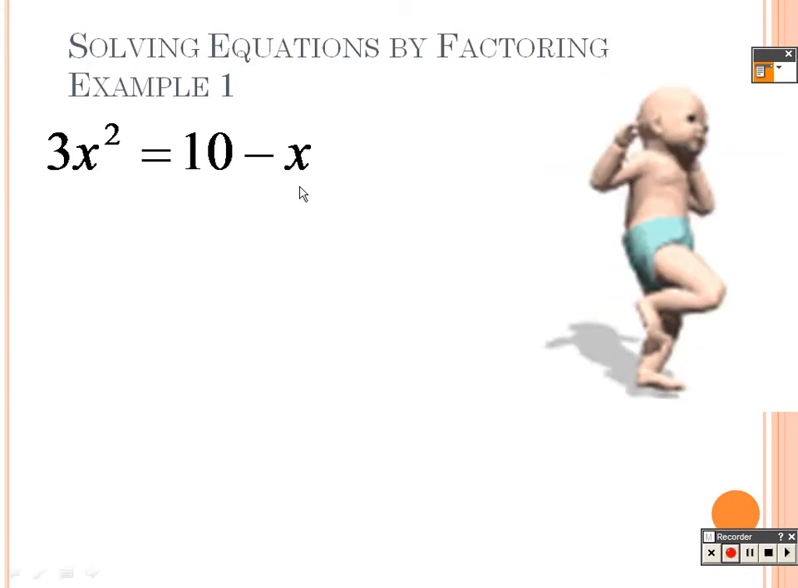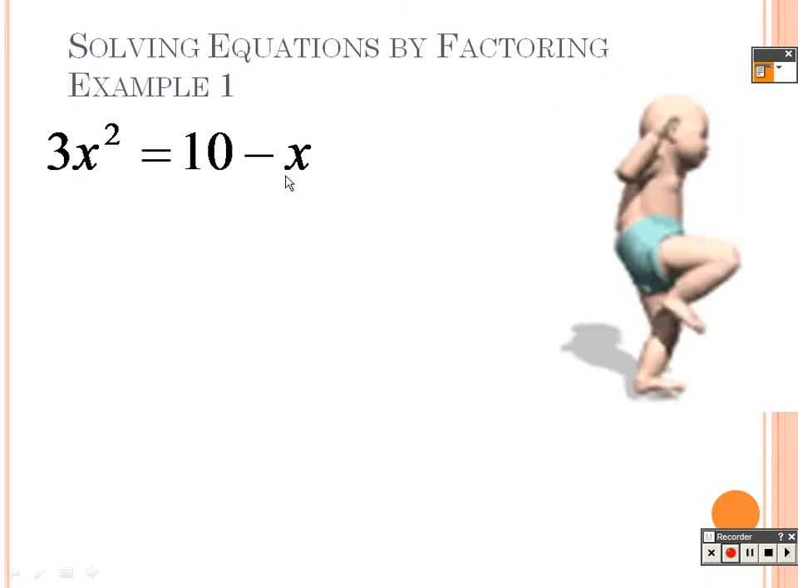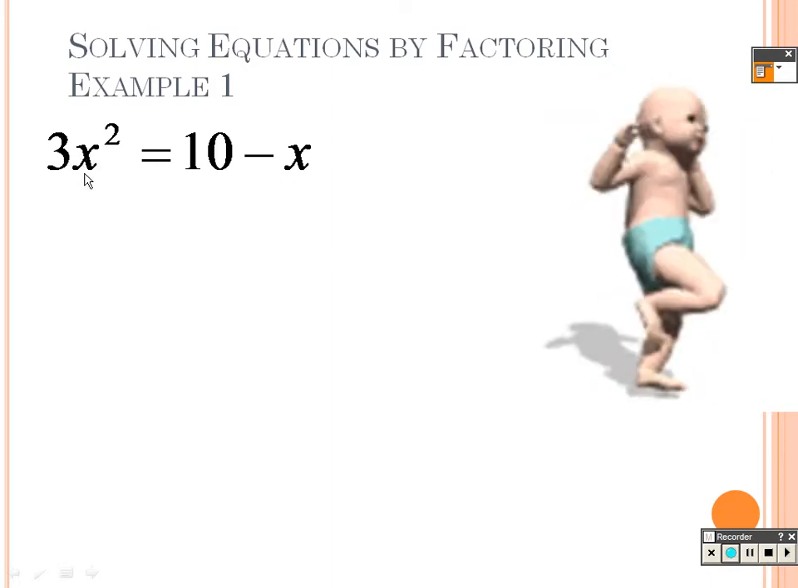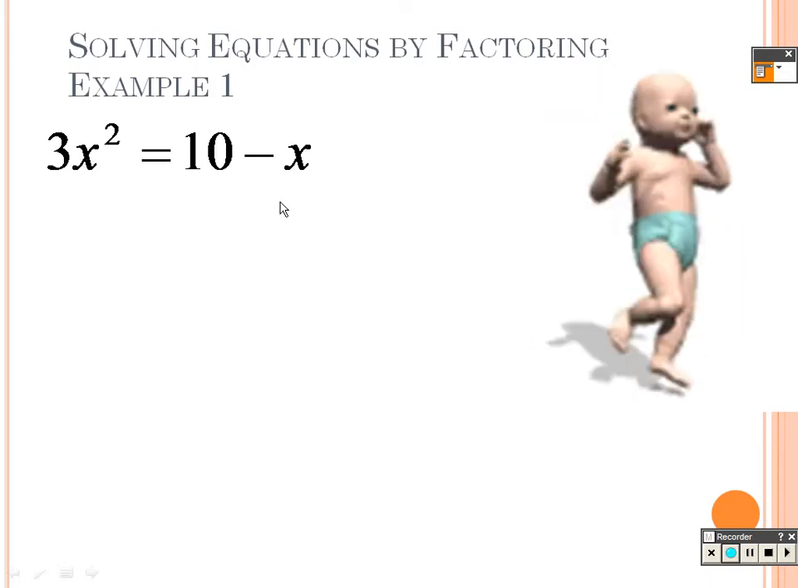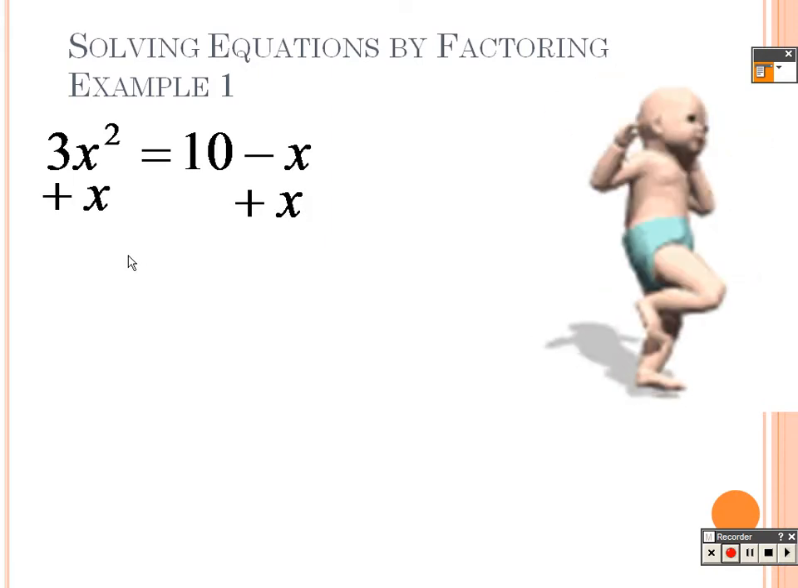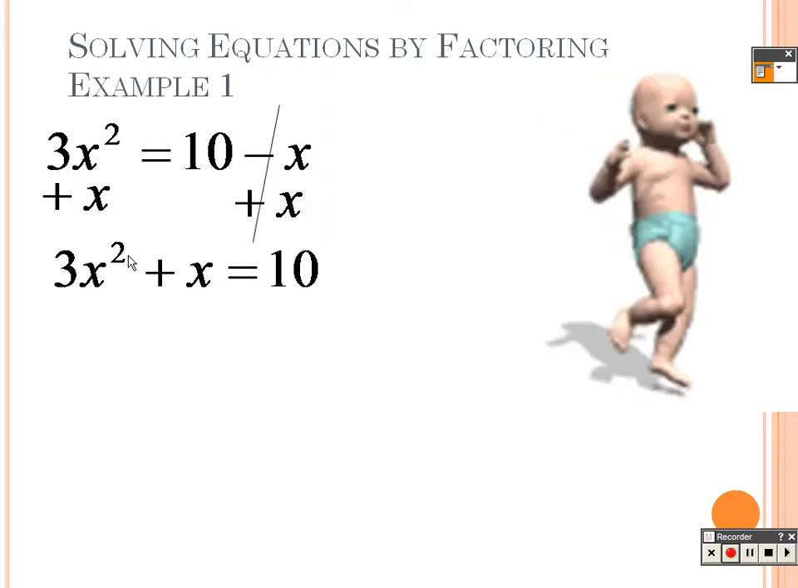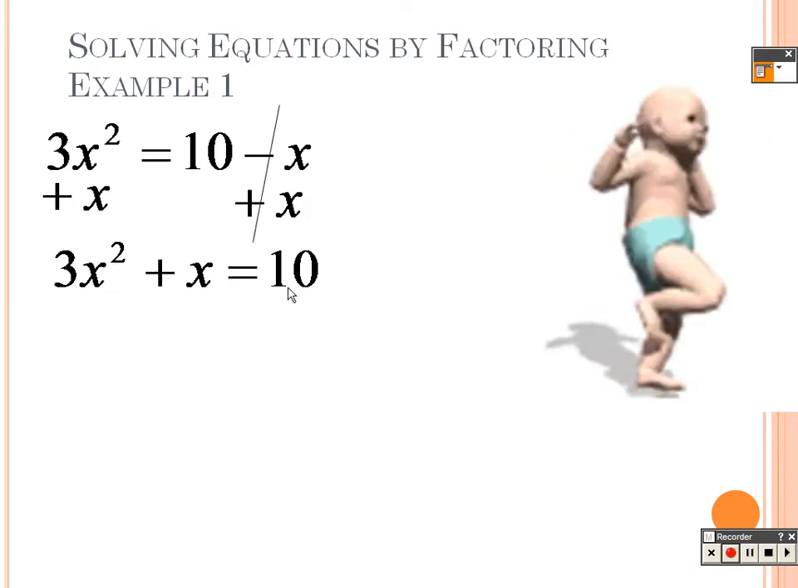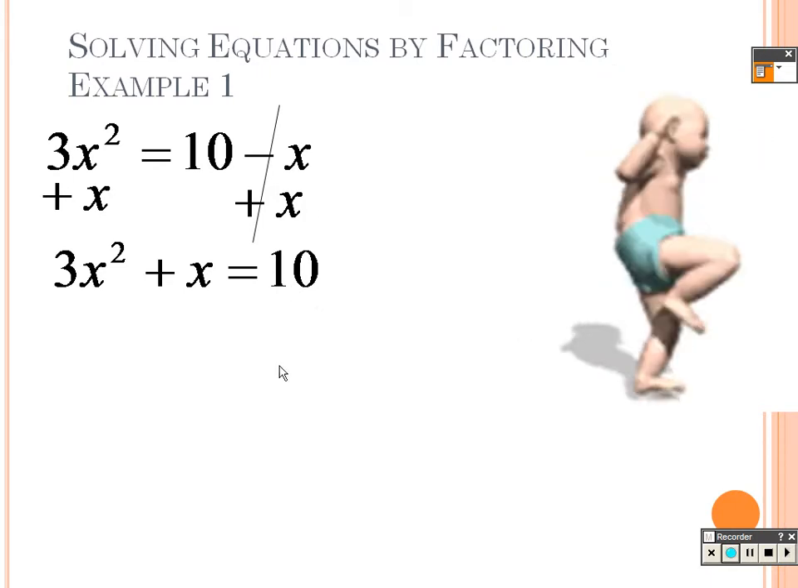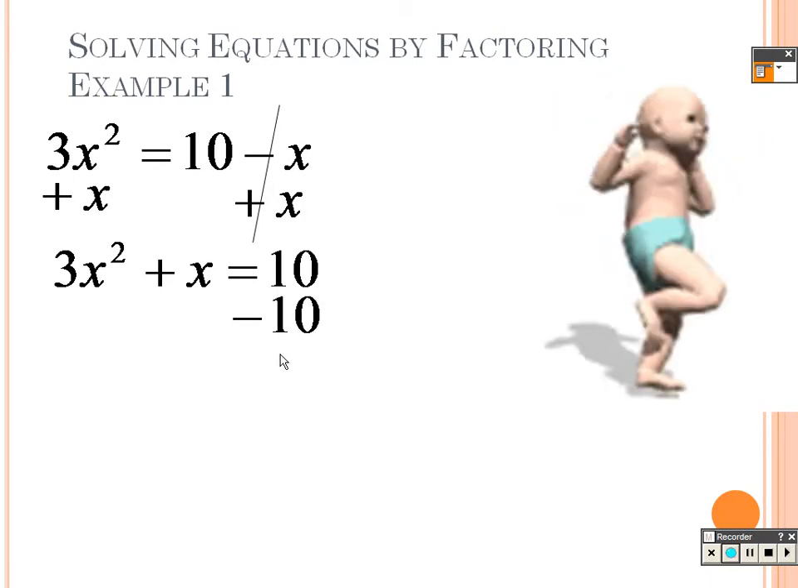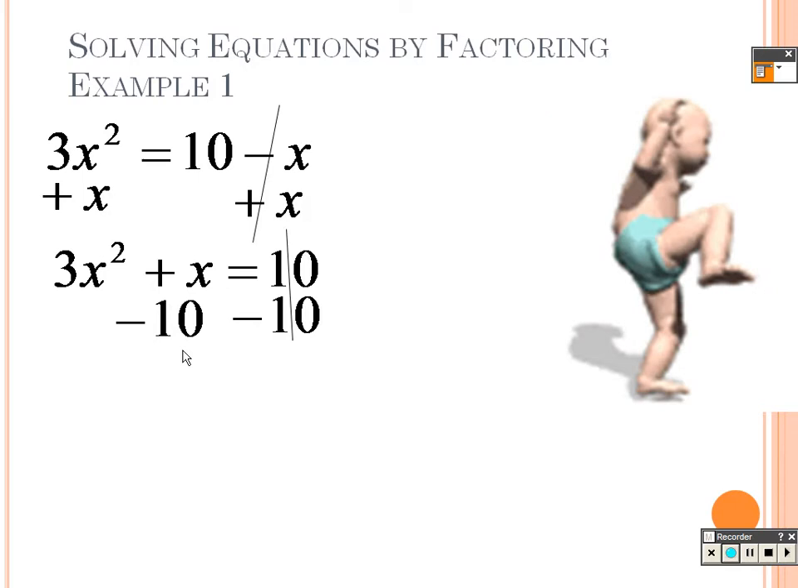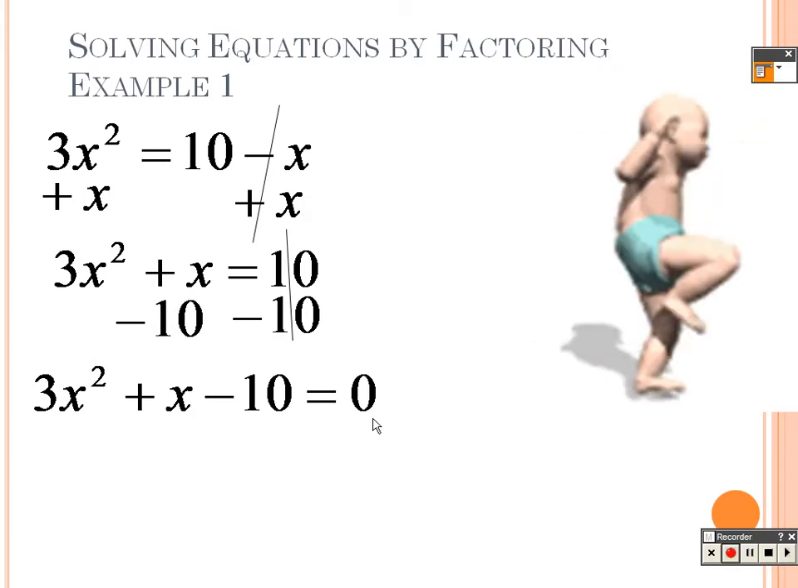Whenever you got a quadratic, you try to get all of the variables and all the numbers on one side. So since I have a positive x squared, I'm going to move everything over to that side. So I'm going to add an x to both sides. So now I have a 3x squared plus x equals 10. And then to move this over, I'm going to subtract a 10 on both sides. And this is what we got.